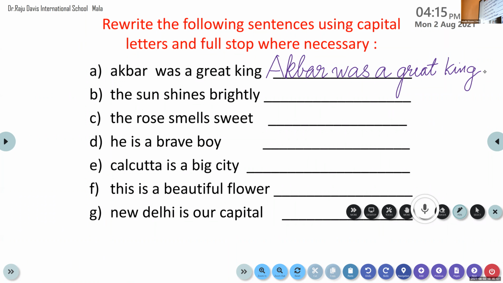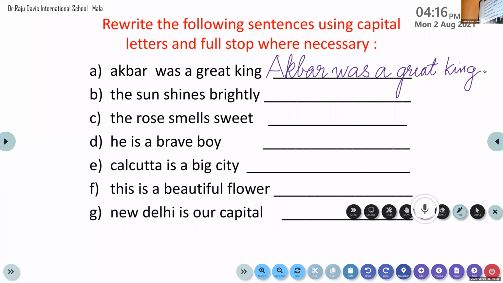Have you finished? If you've finished, give me a thumbs up, children, so that I can move on to the next question. Yes, very good, Angela. Have you placed a dot, my dear? All of you, please do check whether you have put a dot at the end of the sentence. If it's not there, please do place it. All of you, very good.